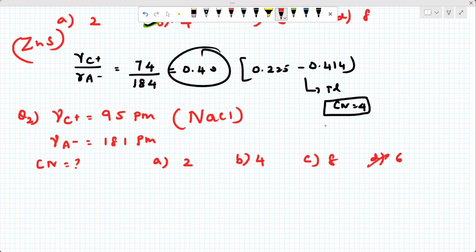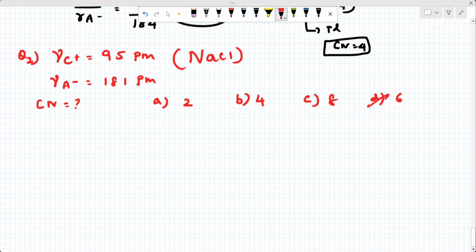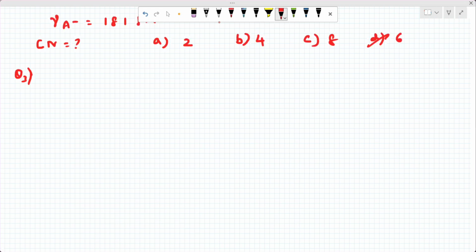See this question. It is a theory based question. Okay, ma'am? Try this question. This is a previous TRB question. Question number 2. This is a TRB question. Apply logic, okay?